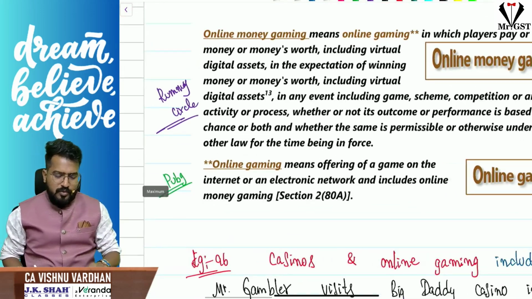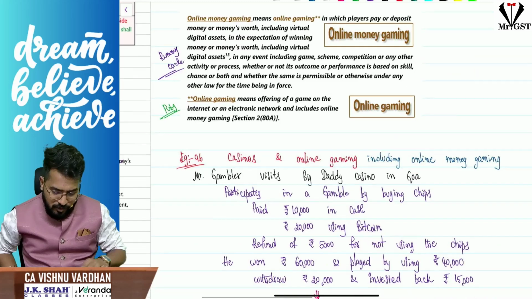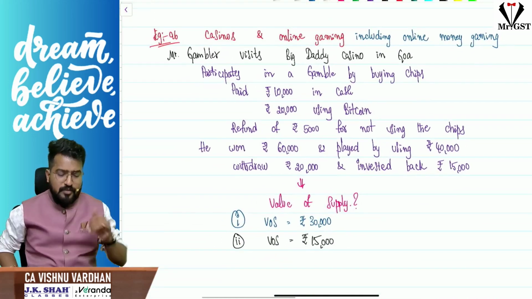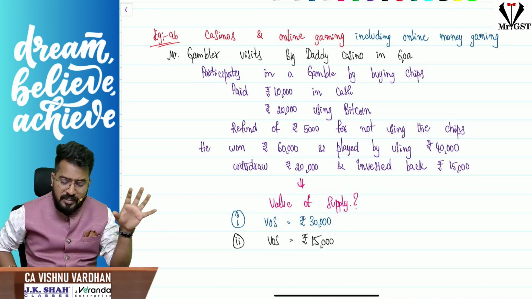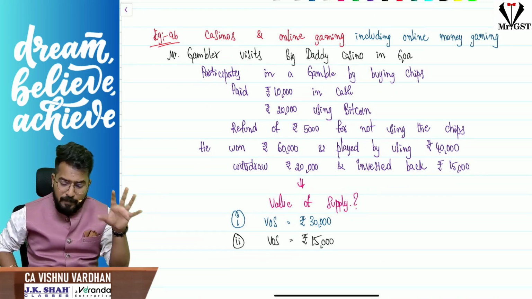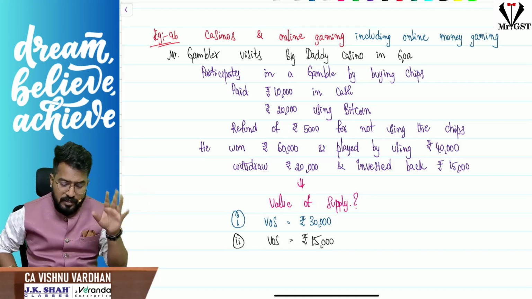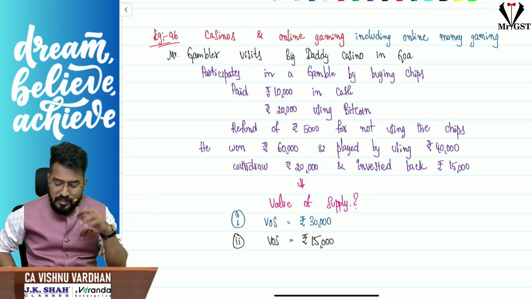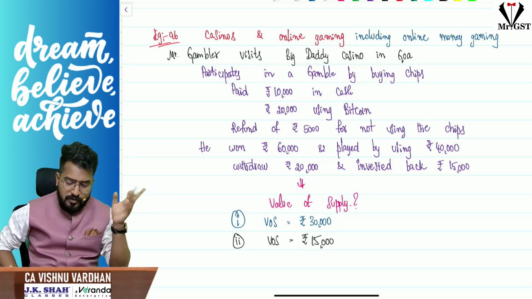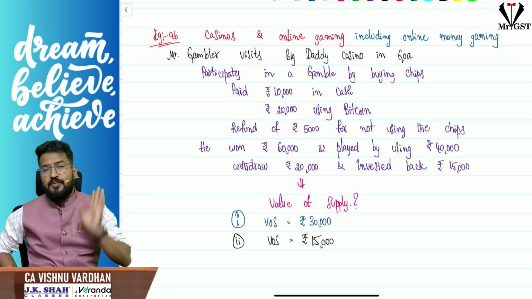Okay, so this is the concept. There is a small example here: casinos and online gaming, including online money gaming. Mr. Gambler is visiting Big Daddy Casino in Goa, participating in a gamble by buying chips, paying 10,000 in cash and 20,000 using Bitcoin. Refund: he has taken 5,000 for not using the chips. He won 60,000 and played using 40,000, withdrew 20,000 and invested back 15,000.